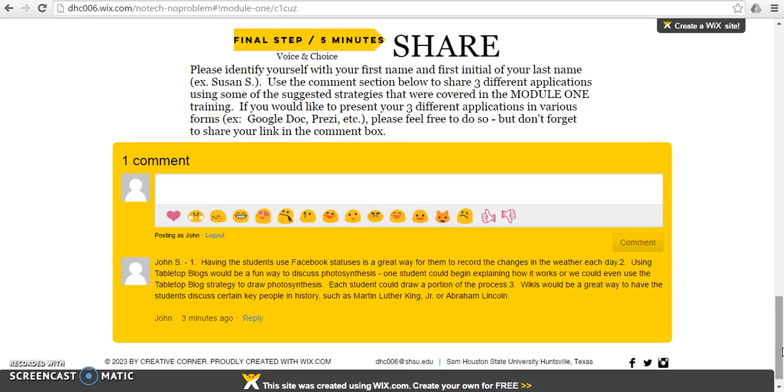And let's just say that we really like the way that he suggested using tabletop blogs to discuss photosynthesis. And he even took it a step further and said how the students could either explain how it works, or they could use the strategy of tabletop blocks and draw photosynthesis. So each student would draw a portion of the project or process. I think that's pretty cool. So we focused in on the strategies that we want to peer review.